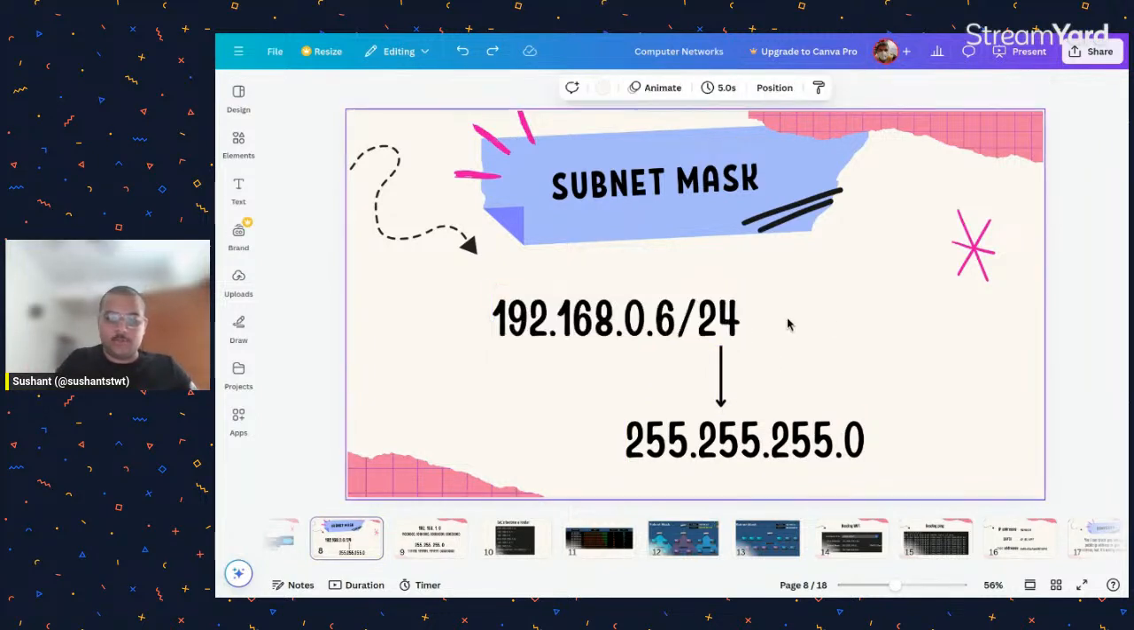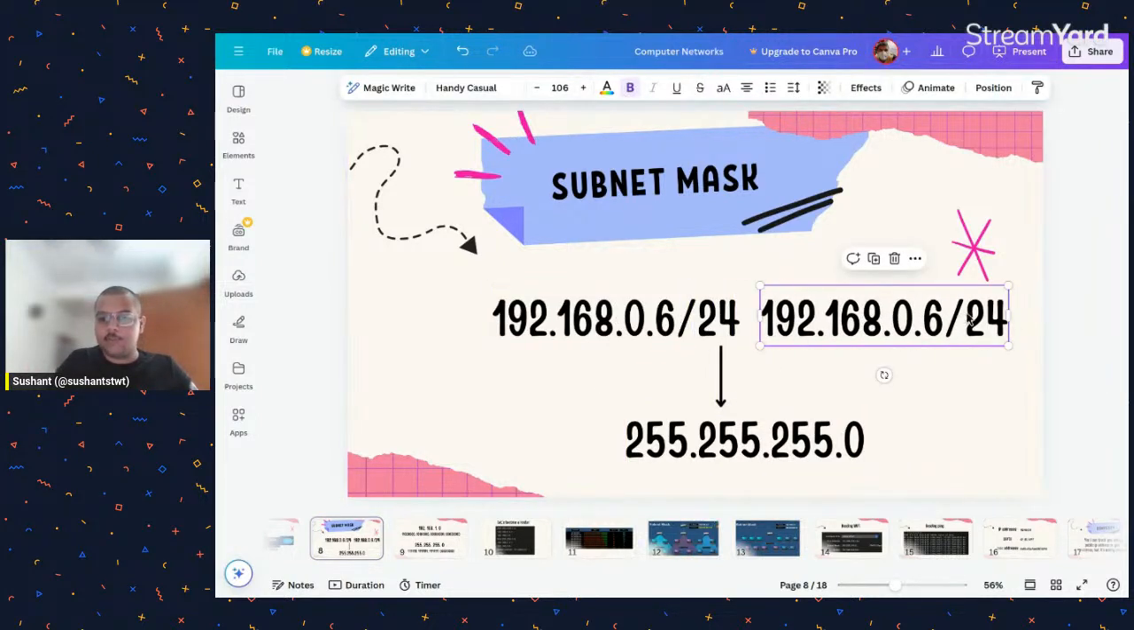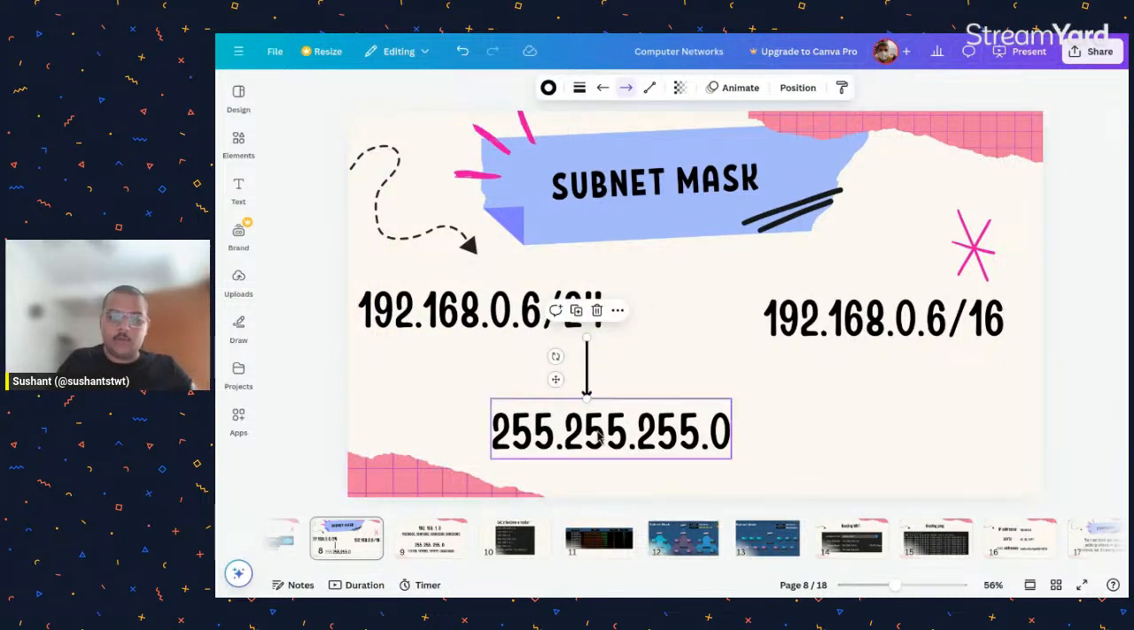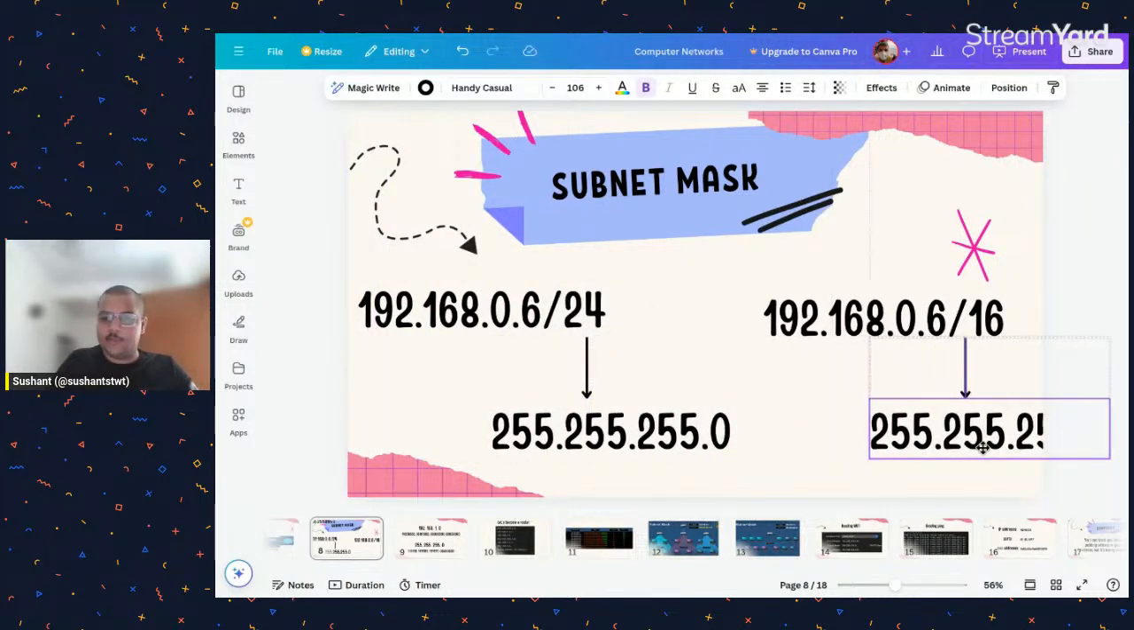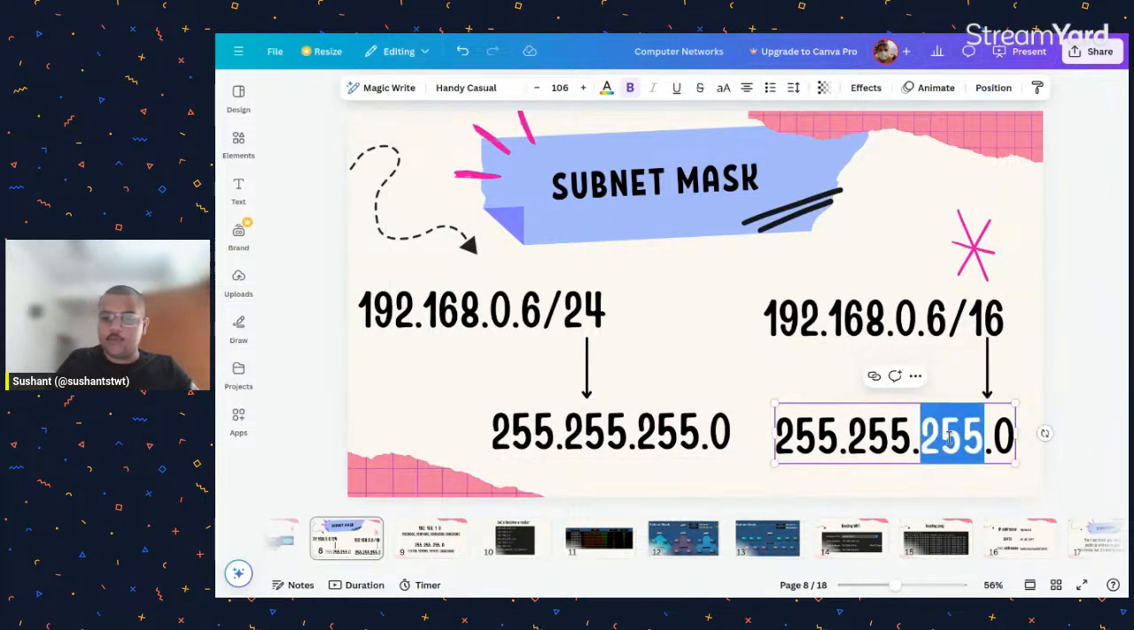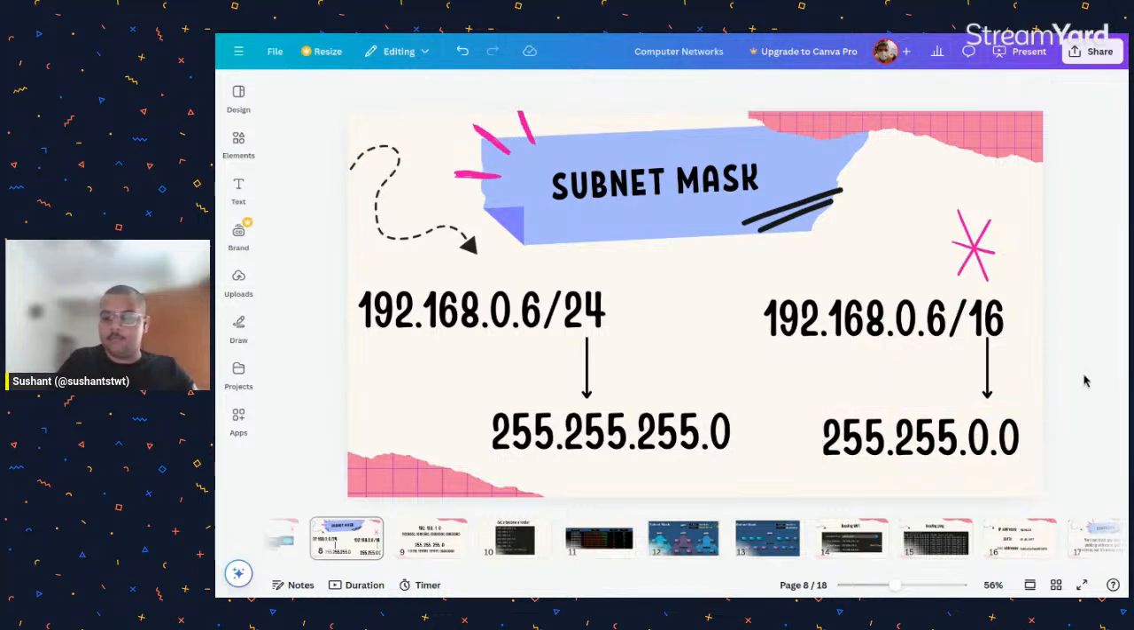Let's say this was something like 8 to the 16, then my subnet mask would look a lot different. So my subnet mask will look like this. But let's take this here. So my subnet mask would basically look like this. It's basically changing your subnet mask. Only the first two bytes are important now, and the remaining two bytes tell you how many hosts you can have.